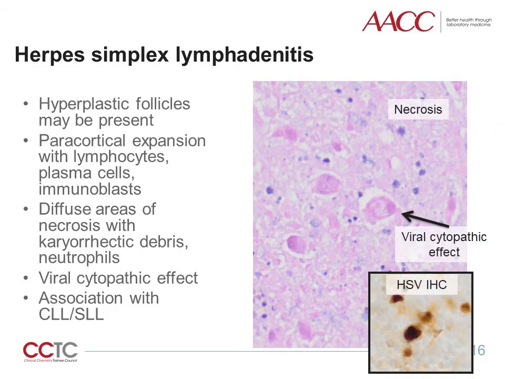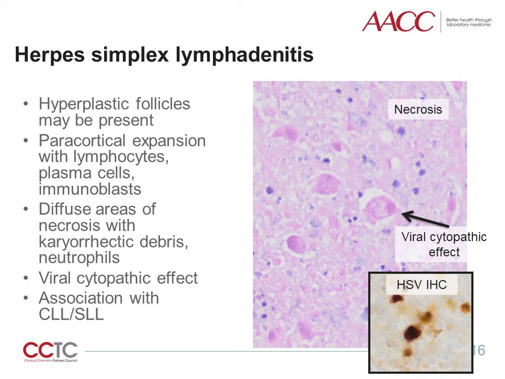Herpes simplex lymphadenitis can be caused by either HSV1 or HSV2 infection. Affected lymph nodes show paracortical expansion with an increase in immunoblasts. Follicular hyperplasia may also be present. Areas of necrosis are often seen in interfollicular regions associated with karyorrhectic debris and acute inflammation. HSV-infected cells show viral cytopathic effect with ground glass nuclear inclusions, multinucleation, and margination of chromatin. Immunohistochemical staining for HSV1 and 2 can be used to highlight infected cells.